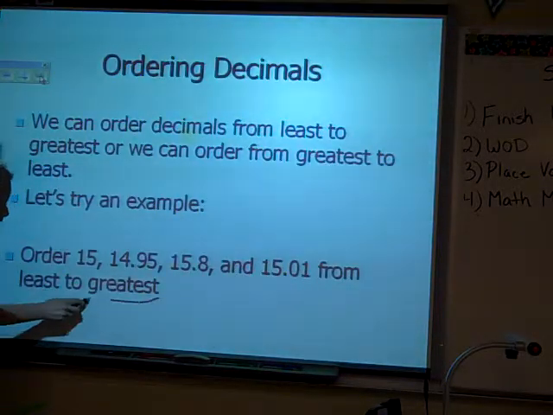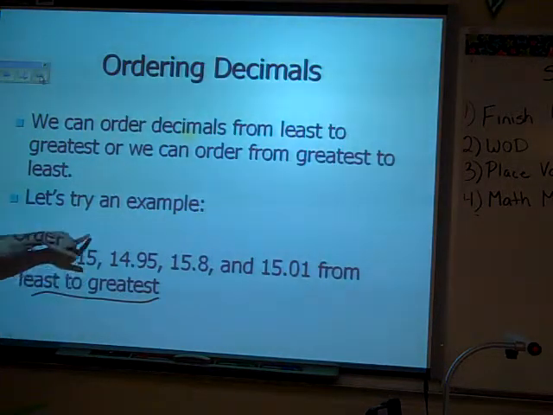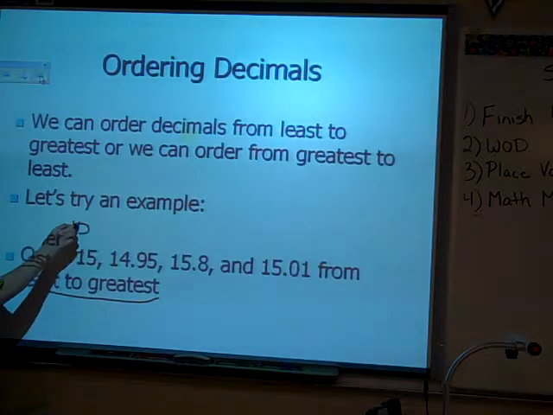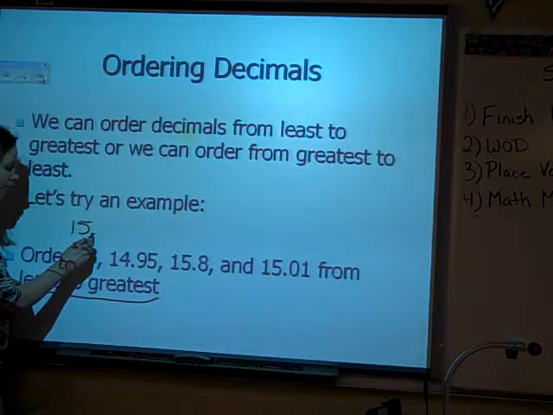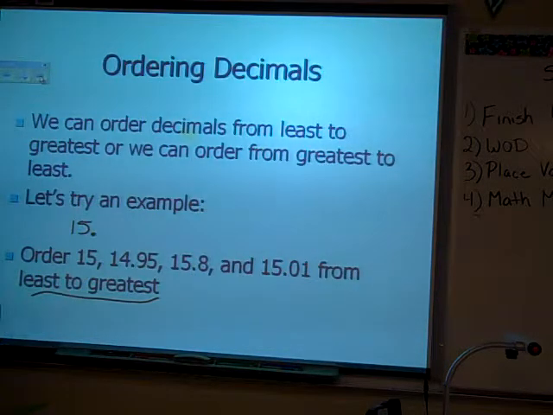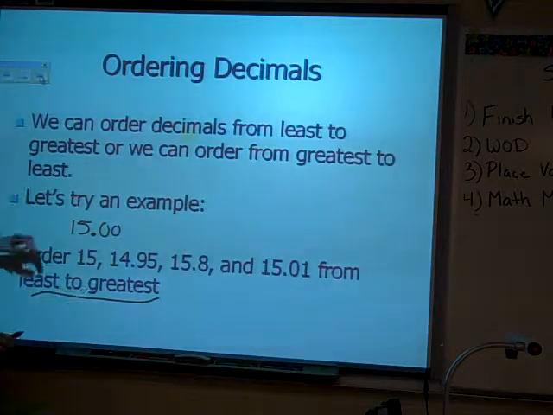Always make sure that you mark least to greatest and come back and look at that every time, because you will mess up if you don't. Also, when I see this whole number 15, it's a whole number, so that means it needs to be in front of the decimal. So the decimal is behind it. So when you go to line up your numbers, you can put a decimal and the ghostly zeros behind it.